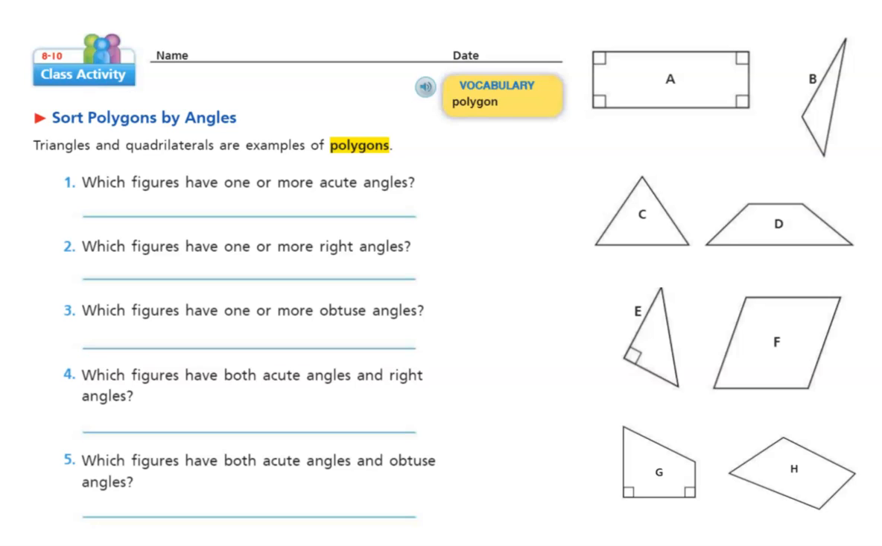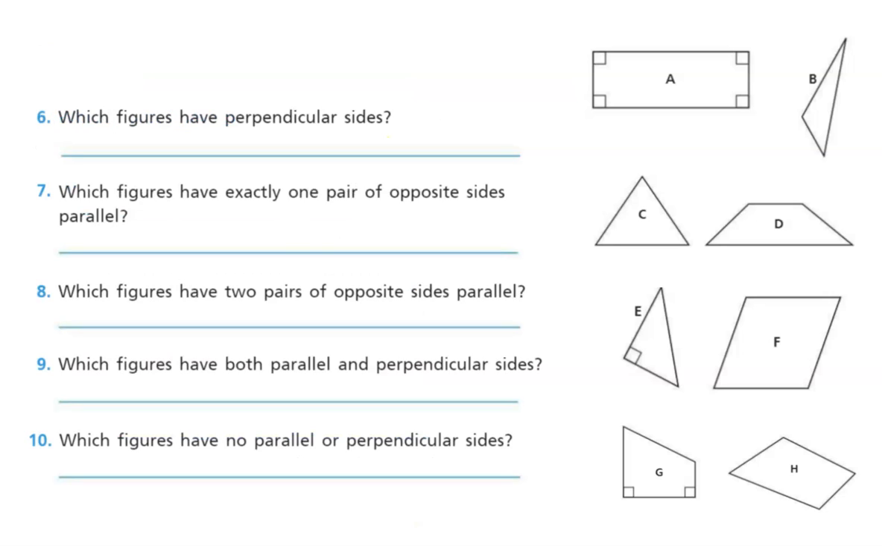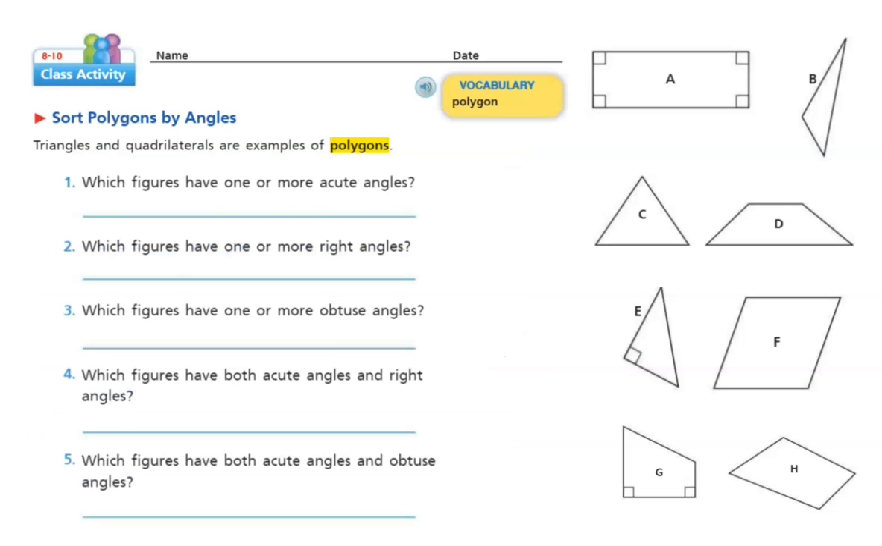Okay, anyway, let's get on to what we're really talking about today, which is sorting polygons, and we're going to sort them by our angles, and then we're going to sort them also by their sides. So we're going to do some angle sorts and some side sorts. We're specifically talking today about triangles and quadrilaterals, which are examples of polygons, okay?